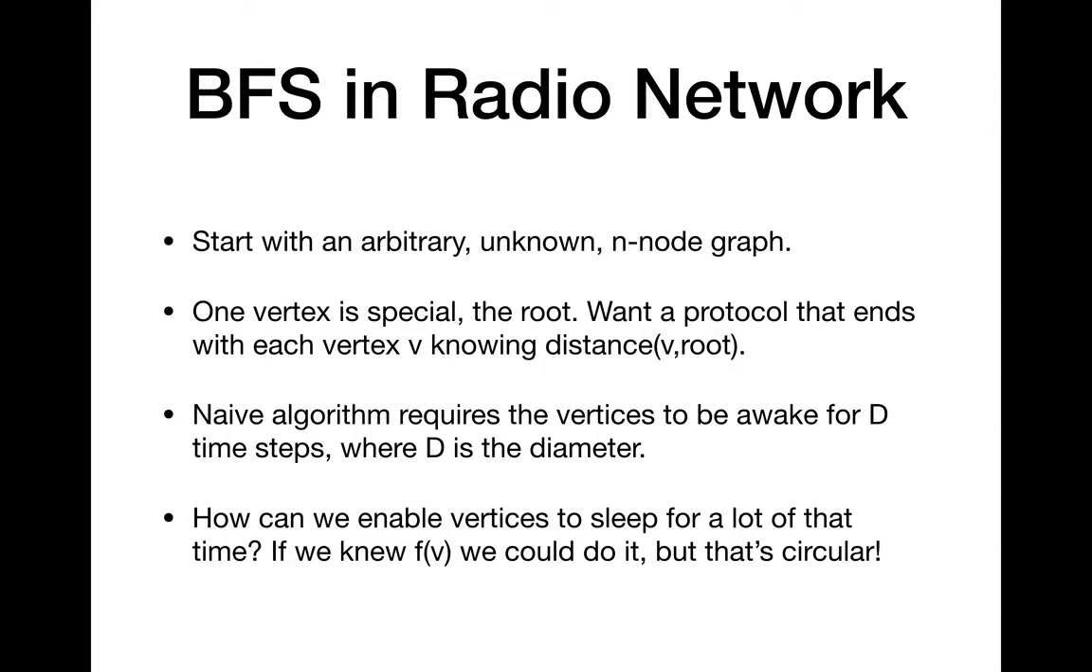So we start again with this arbitrary and completely unknown graph, which determines which nodes are within range of each other. We start with one designated vertex, the root, and we want a protocol that at the end of it, every vertex knows its exact shortest path distance to the root through this graph.